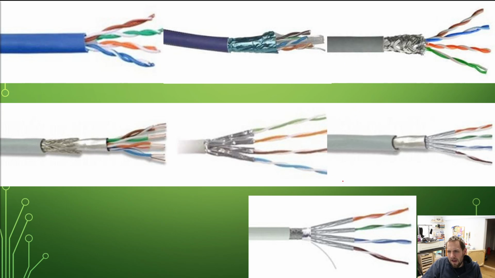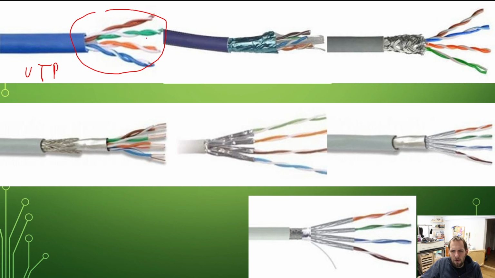Now here I have most of the different types of Ethernet, Cat5, whatever you want to call it, cable. At the top left here, this would be our most basic one. This would be our UTP, our unshielded twisted pair. Again, what's used in basically all office environments, in your home, most of the places.